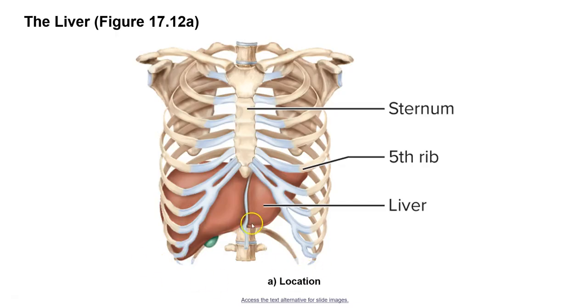It is the largest gland in the human body, weighing about 3 pounds, and you can see it sits directly underneath the diaphragm. So it has a lot of different functions, but one of the functions is the production of bile, and bile is going to be useful in the digestive tract, specifically because it's going to help with the digestion of lipids or fats that we consume.